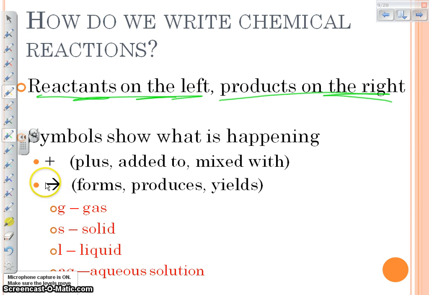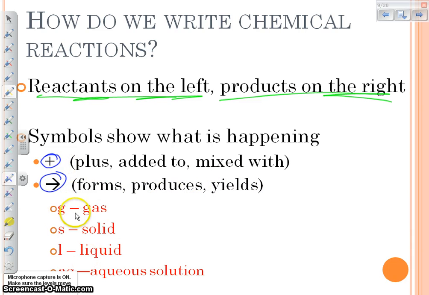Okay. In this class we're going to go through and all of our arrows will be pointed to the right. Once you get further into chemistry, you'll realize sometimes they can point in both directions, but we'll lay off that for now. Symbols that show us what's happening. This addition sign means basically we could say plus or added to or mixed with, and all that means is that you're going to throw that into the equation. And forms, produces, or yields are all basically saying equals in math class, so that's where we use the arrow.